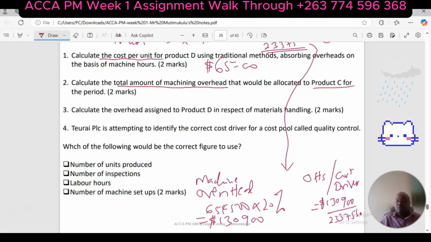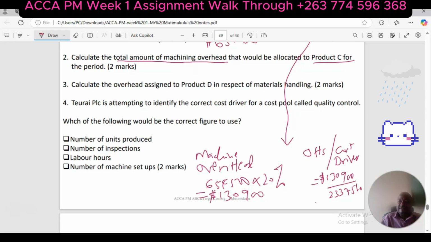So how much do you get? 130,900 divided by 23,375 hours, and we are going to get something like $5.60. $5.60, ladies and gentlemen. Don't mind my handwriting, it's very poor. So we are now having the cost per unit.